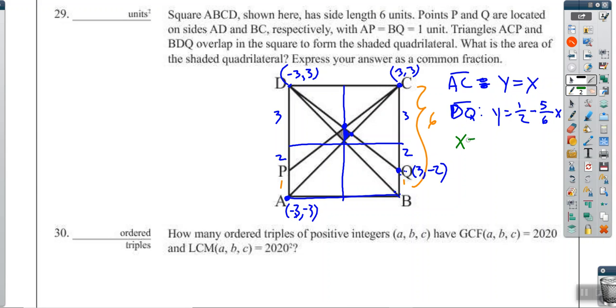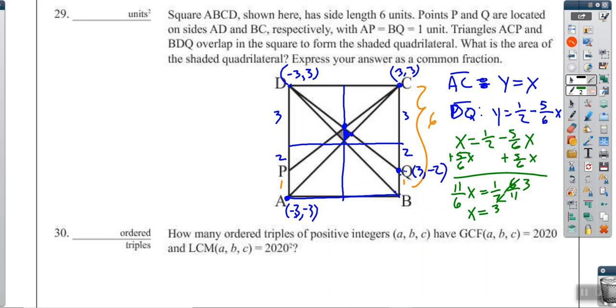So I have x is equal to 1/2 minus 5/6x. All right, this isn't too bad. So then add 5/6x to both sides, which gives me 11/6x is equal to 1/2. All right, so then let's divide by 11/6, right? So I get x is equal to, that's the same as multiplying by 6/11. Cancel, cancel, so we get 3. So we get 3/22. All right.